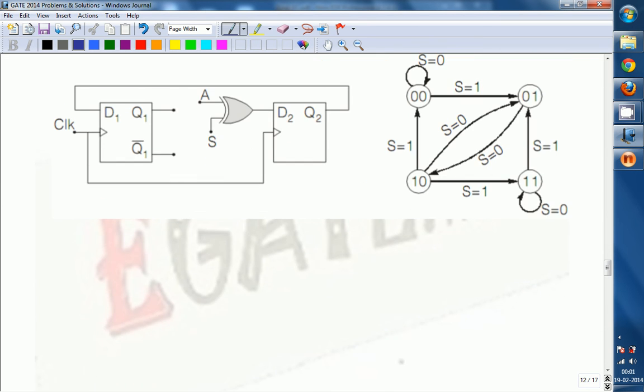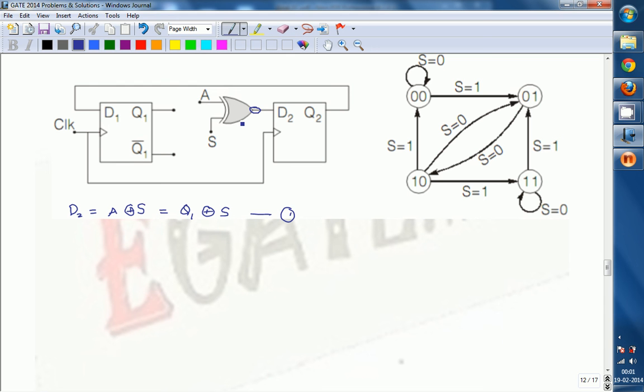This is the diagram we have taken again. First of all, let us assume we are going for the first given option, where A is directly connected. Whenever A is directly connected, D2 can be written as A exclusive OR S, but A is connected to Q1, so Q1 exclusive OR S. This is the first equation. Let us assume the exclusive OR gate is replaced with XNOR.